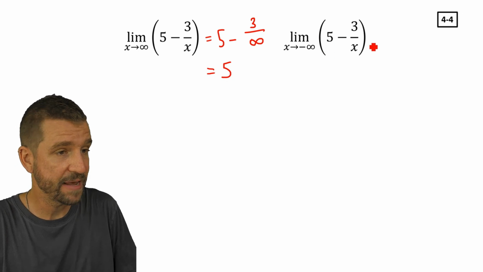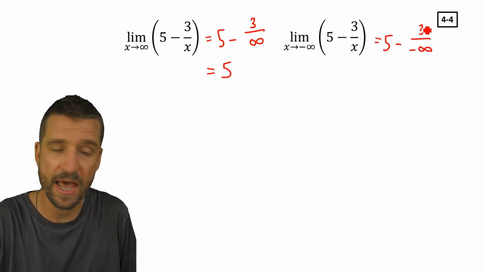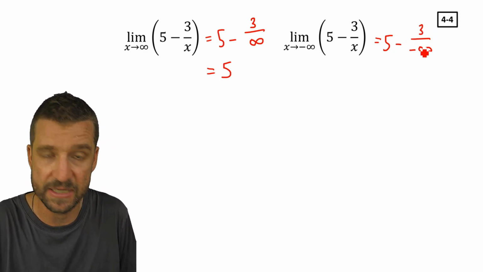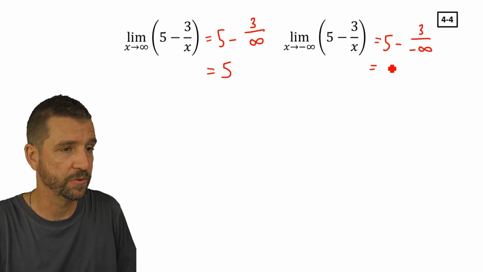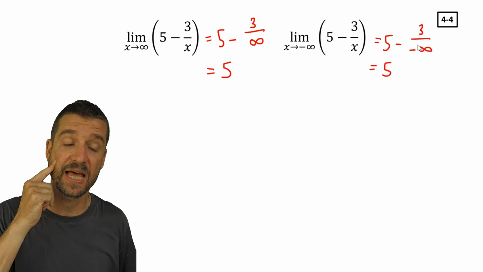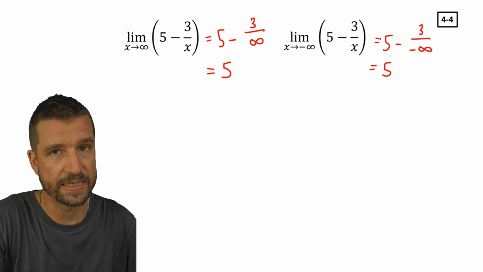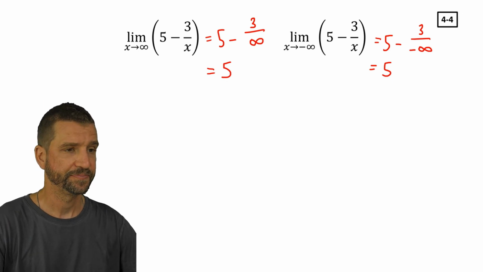Negative infinity, same thing. When I plug in, 5 minus 3 over negative infinity. And like I just said, any constant divided by infinity is going to be 0. Okay, so that will also equal 5. And actually, I didn't mention that in the first one. I just said 5 divided by infinity is 0, right? Any constant divided by infinity will be 0, okay?